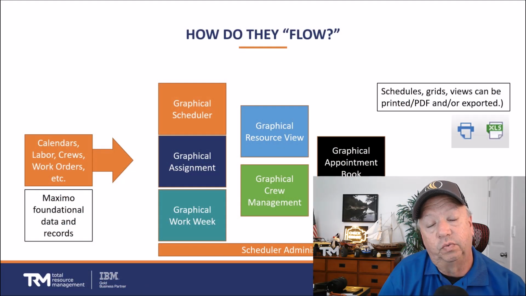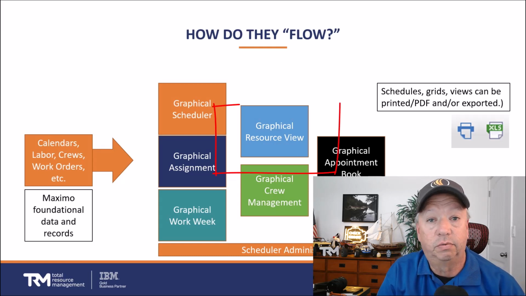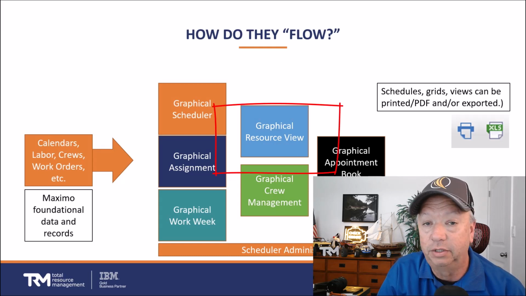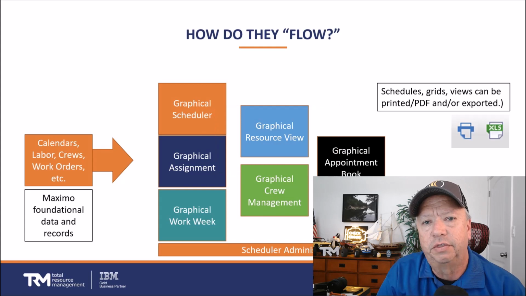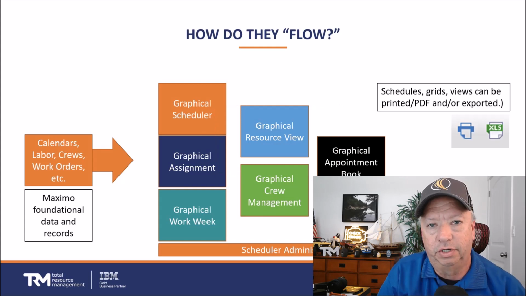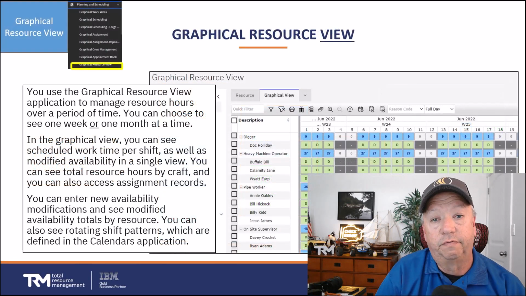This is part 5 in the series on the graphical scheduling applications. This one in particular is about the Graphical Resource View. Just to give you a sense of where we are in our series, we're on the Graphical Resource View, right in the middle of the screen, and we've covered the other applications on the left-hand side of the screen in the previous part, so be sure to check those out. The first thing to notice is the name of the application.